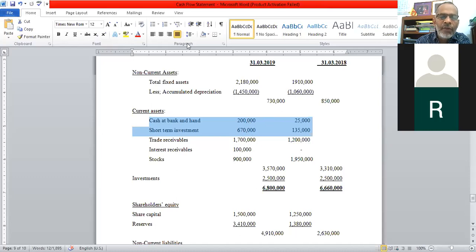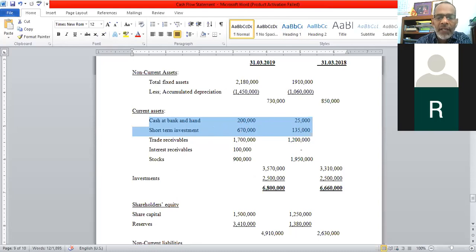Therefore, look, I show you the current assets, cash and cash equivalent of the company I have recorded there. Please look at the cash and cash equivalent. Cash balance 200 at end of the year, opening balance 25. Short term investment opening 135, therefore 160 cash and cash equivalent at the opening of the year.